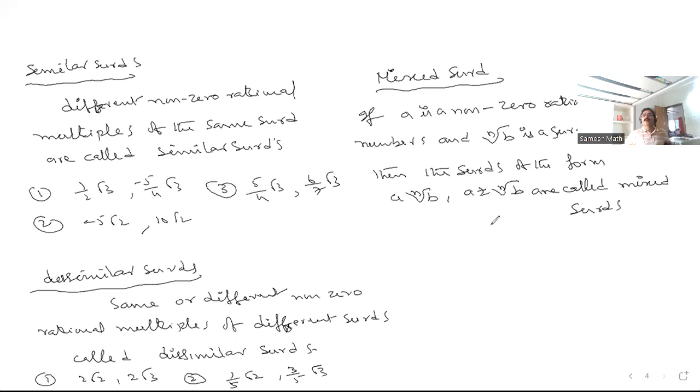The same thing I would like to write, whatever I said to you. A non-zero rational number A, and nth root of B is a surd. Then the surds of the form A times nth root of B, A plus or minus nth root of B, are called mixed surds.